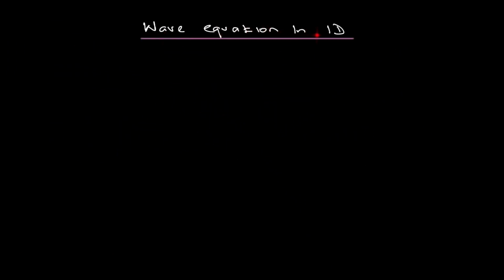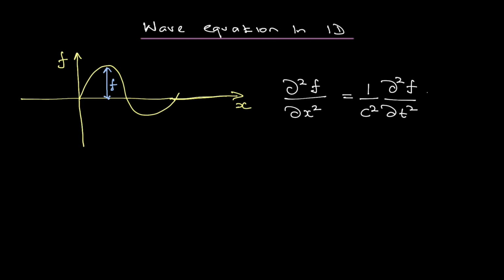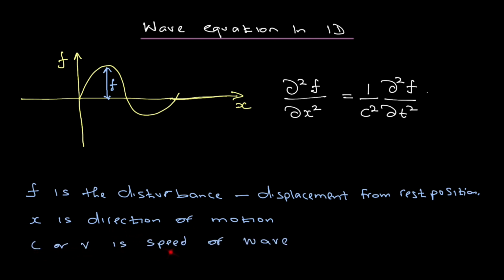Wave equation in one dimension: we have a function f, and the wave equation in x direction, where the particle is being displaced from rest position to a maximum. We can write the wave equation for that function. Partial derivative of the second order with respect to x will be equal to 1 over c squared partial derivative of f with respect to t. f is the disturbance, that is the displacement from rest position. x is direction of motion. c or v is the speed of wave.